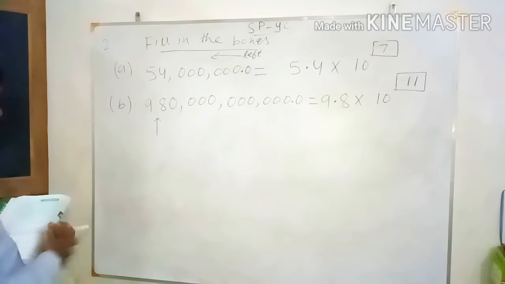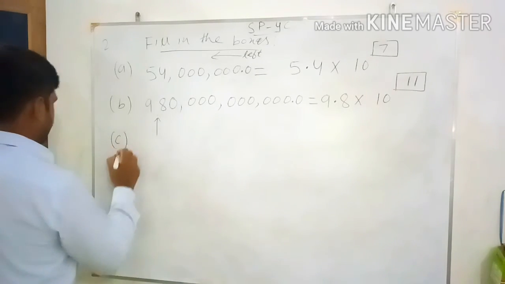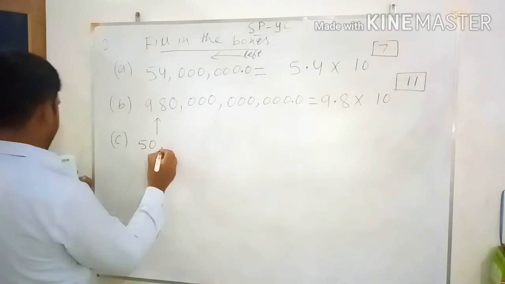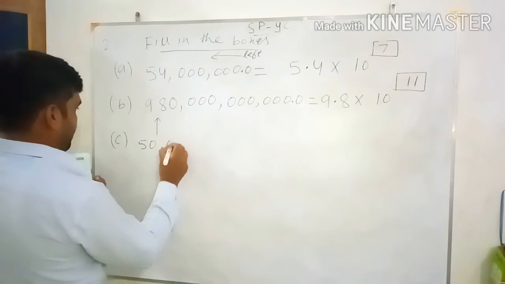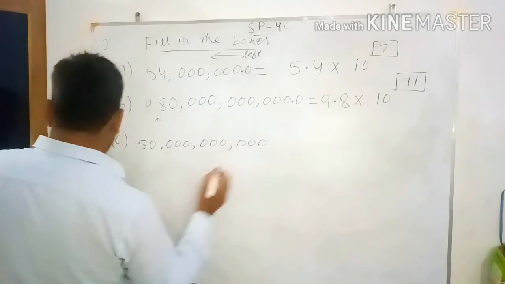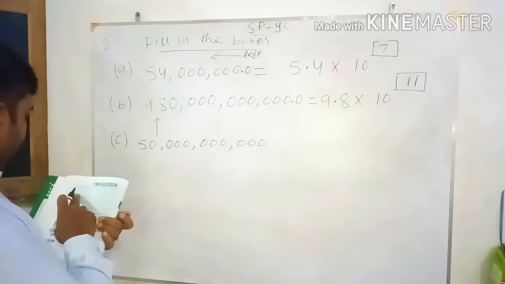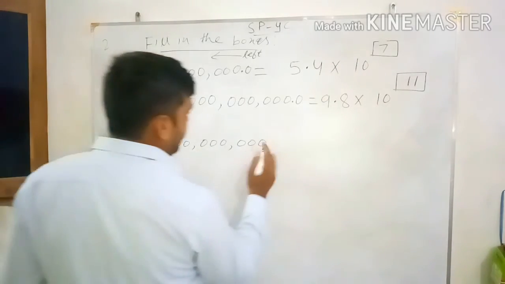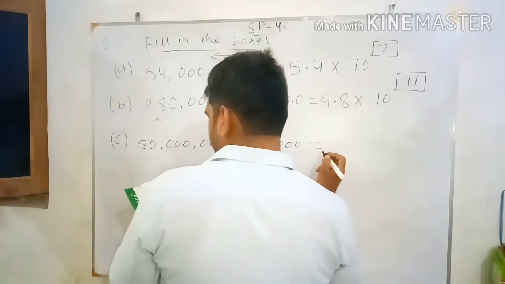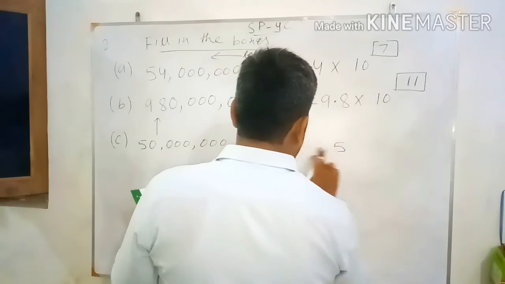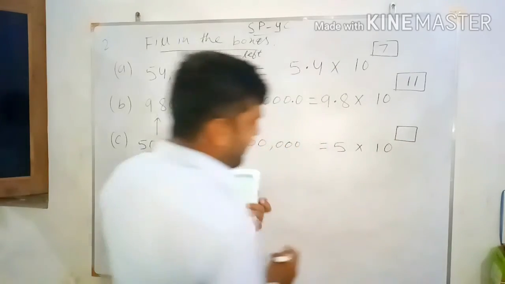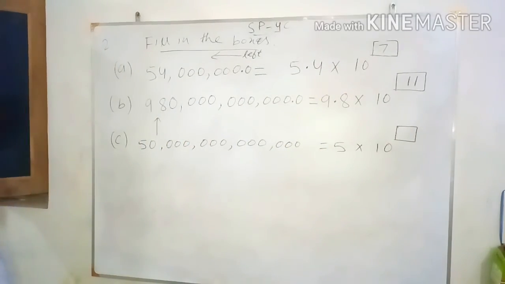Second question is the C. C you see, 50 trillion it is. After 50, 1, 2, 3, 4 pairs of 3 zeros equals to 5 multiplied by 10. So what power will we raise over 10 to express this in the scientific notation?